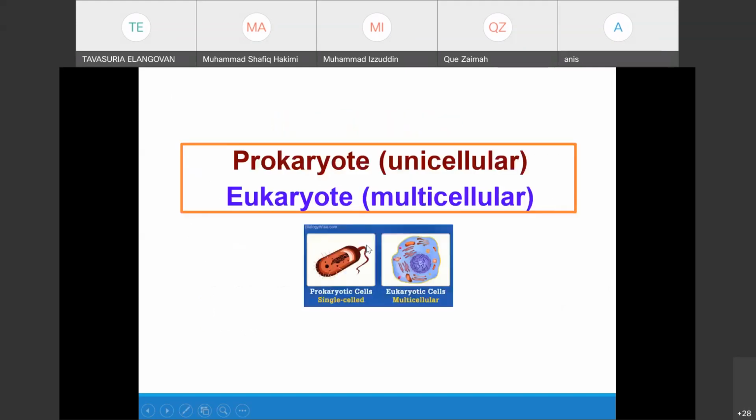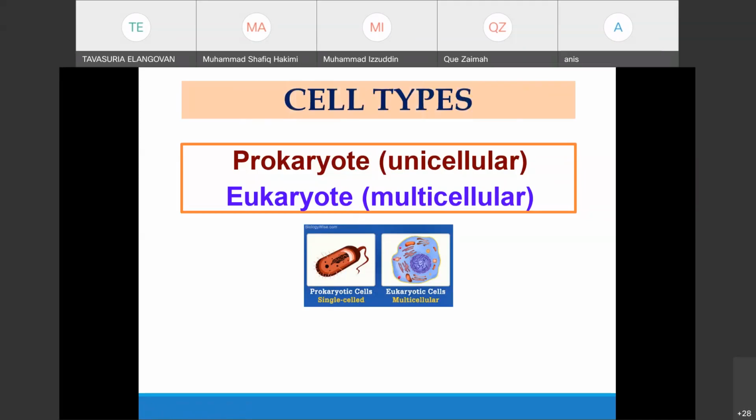Okay. So why do you have to know about the microscope before you learn about the cell types? Because microscopes are the major tool used to study the cell structure. Clear? Okay, there are two types of cells, either prokaryotes or eukaryotes.